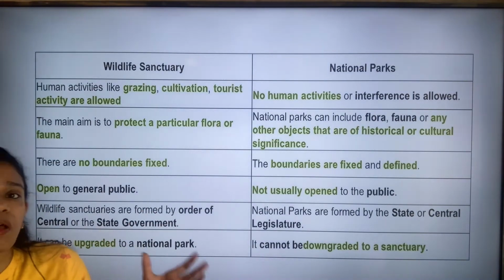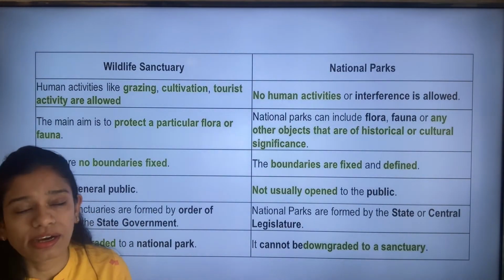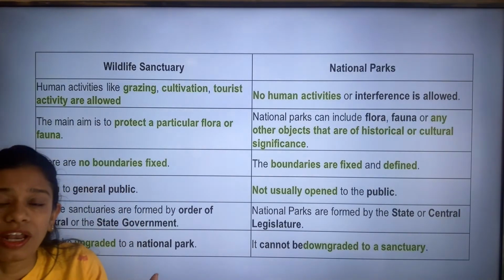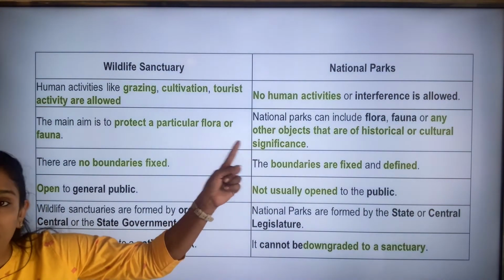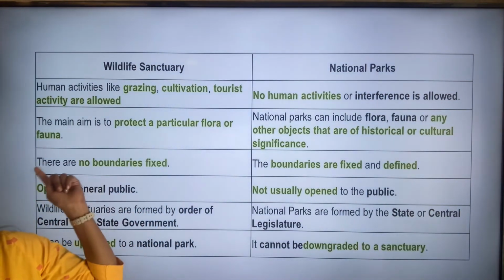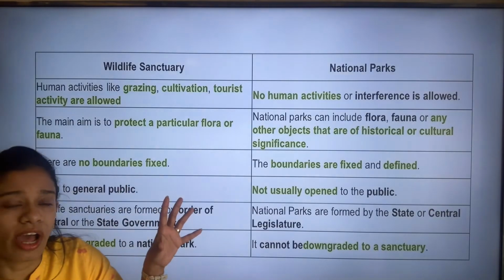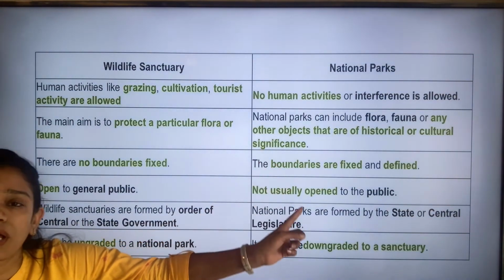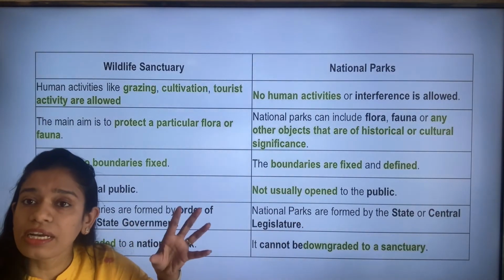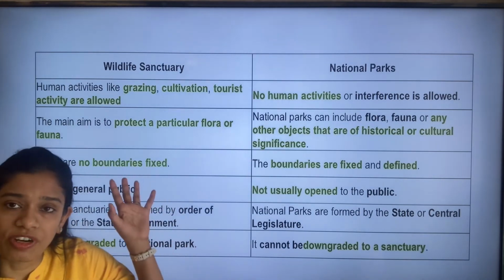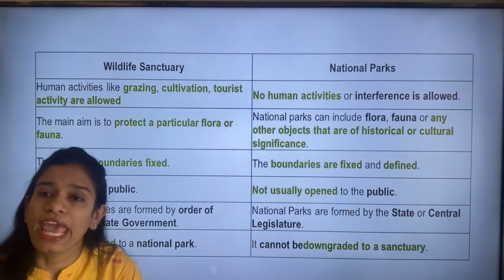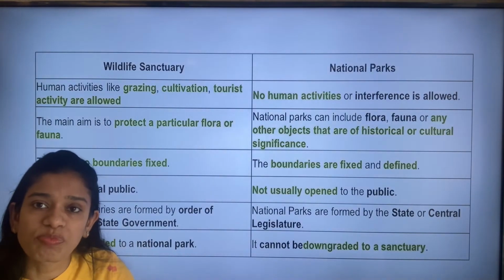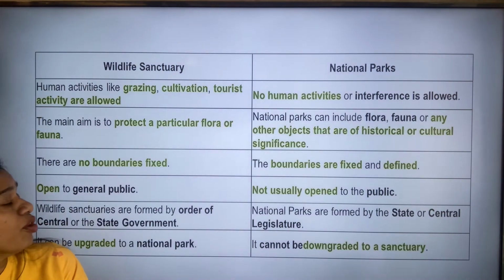Now this is the difference between a wildlife sanctuary and a national park. Human activities like grazing, cultivation, and tourist activities are allowed in a wildlife sanctuary, whereas in a national park no interference is allowed. The main aim is to protect a particular flora or fauna. National parks can include flora, fauna, or objects of historical or cultural significance. Here a particular flora or fauna is targeted, but in a national park any sort of flora and fauna which needs to be protected or is of importance is protected. There are no boundaries fixed here.